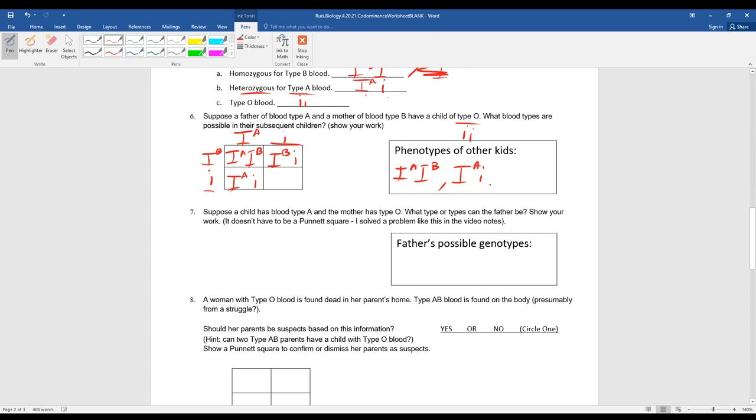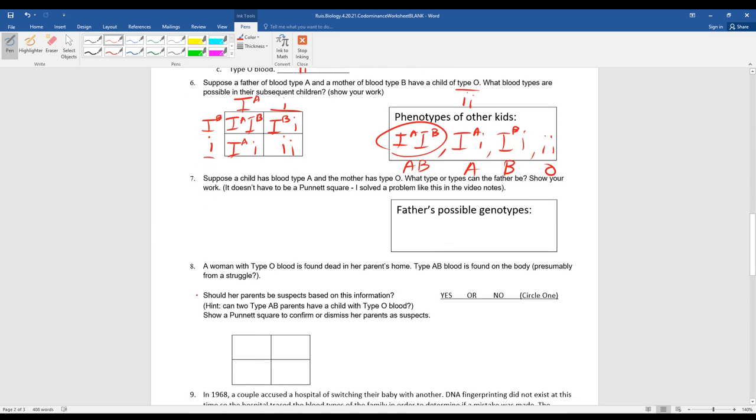Let's see, A. They can be type B. They can also be type I, just like the first kid. Okay, so these are all of the phenotypes. Sorry, these are genotypes. So the phenotype would be type AB blood, or type A blood, or type B blood, or type O blood. Okay.